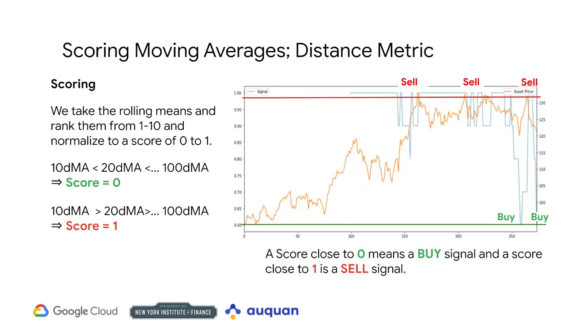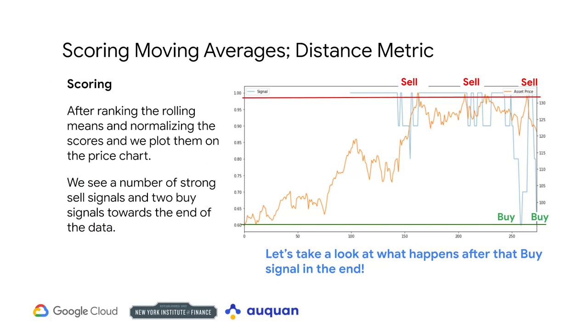One way of scoring is to use a distance metric. You can use a distance metric to see how far away from some given ranking our ribbon is. Here we combine ribbons to come up with a 1 to 10 ranking, which we normalize to a score of 0 to 1. A perfectly increasing order of ribbons results in a score of 0. This can be a signal to buy or go long. A perfectly decreasing order of ribbons results in a score of 1. This can be a signal to sell or go short.